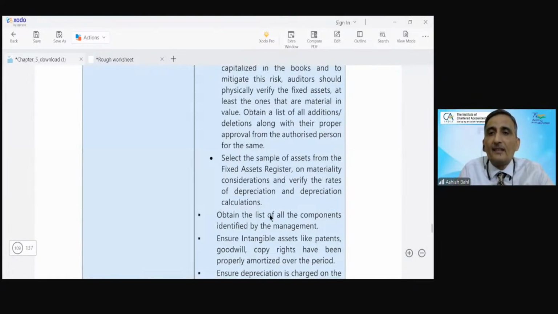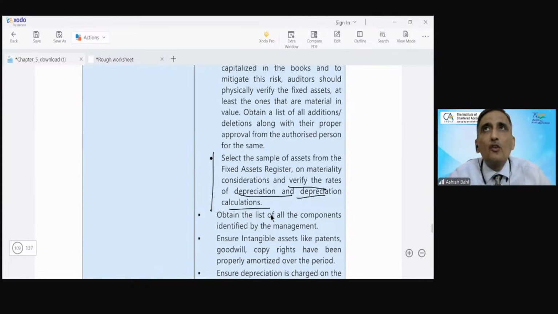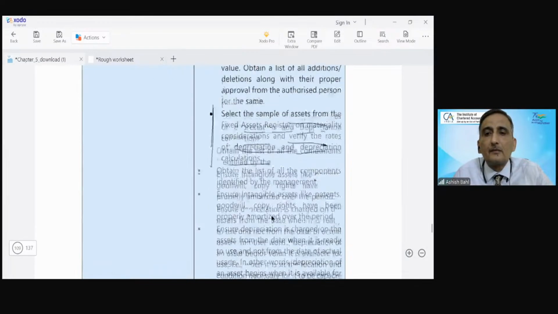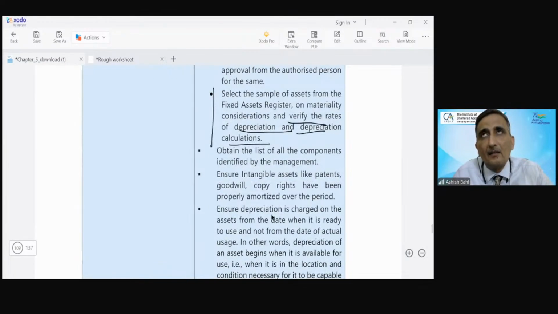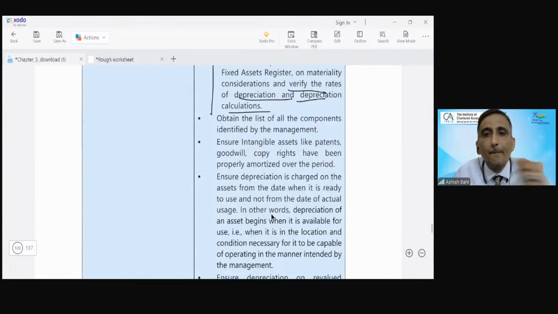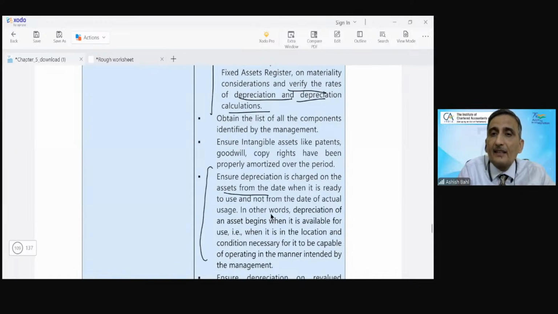Select a sample of assets from the fixed asset register and verify the rates of depreciation and depreciation calculation. Obviously, when you are verifying depreciation, you would be checking that depreciation has been calculated accurately, and intangible assets are properly amortized over their period. And another thing is important, students, ensure depreciation is charged on the assets from the date when it is ready to use and not from the date of actual usage.